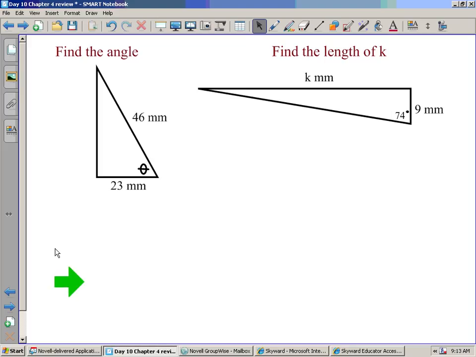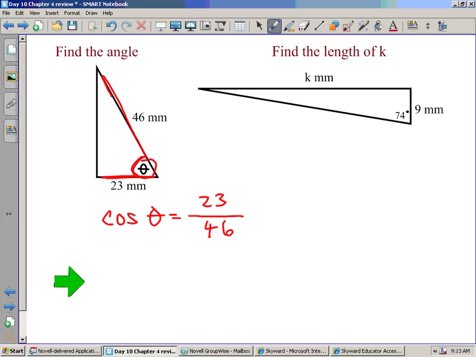Our first problem here, since I'm looking for the angle, I have the side right next to it and the hypotenuse. That's an example of cosine. So the cosine of the angle, so I'm plugging this in to where my angle symbol is, equal to the side adjacent, which is 23, over hypotenuse. Good. Now we're going to simplify.